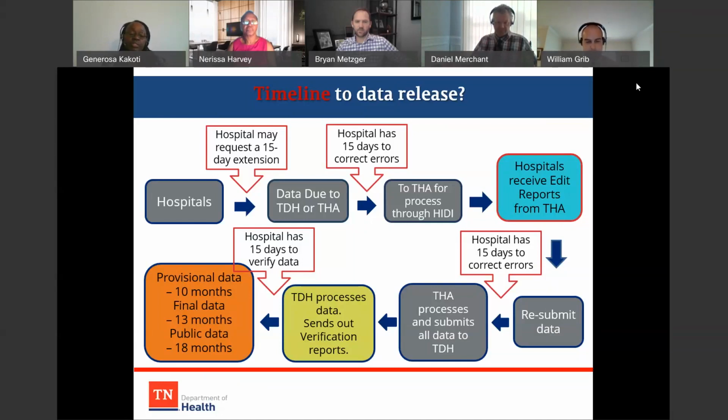After that, we process the data, add some more variables, and send out verification reports. We also do geocoding and other analysis on the data. Once the verification reports go out, hospitals have 15 days to verify the data. And hopefully things are okay. Once the verification is done, then we release the data. Provisional data is released basically after 10 months, final data after 13 months, and public data after 18 months.